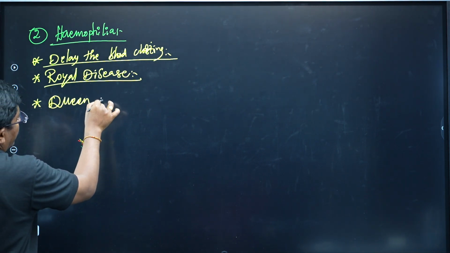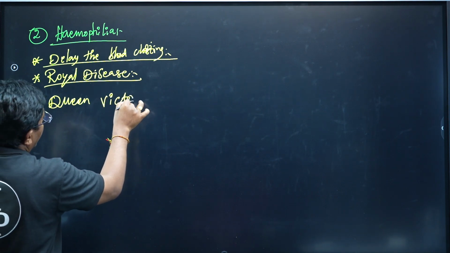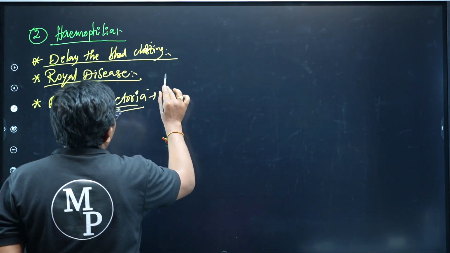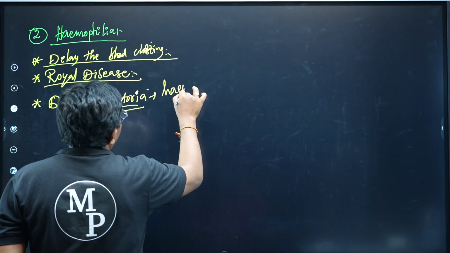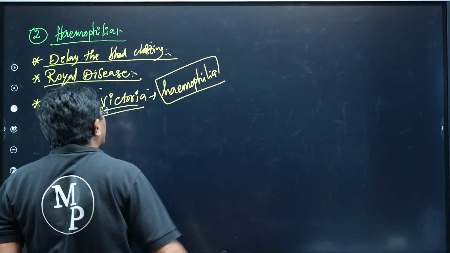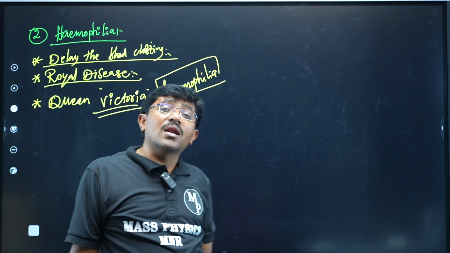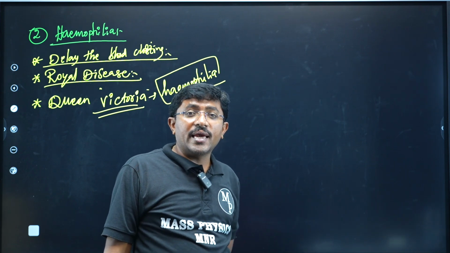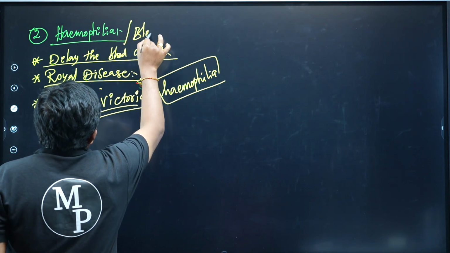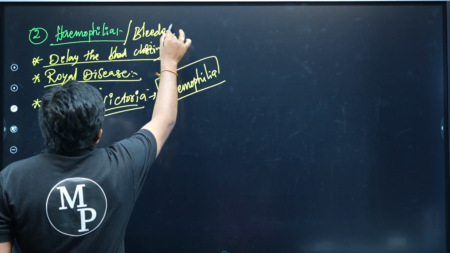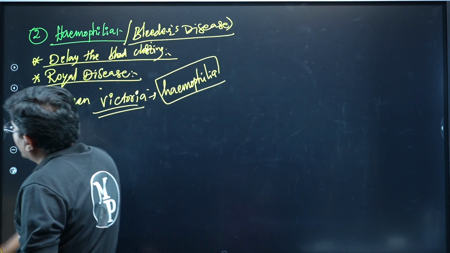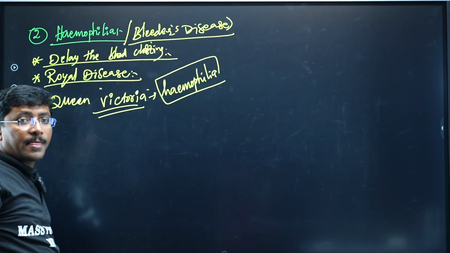Queen Victoria actually suffered from hemophilia. Hemophilia means that even a small cut causes heavy, continuous blood loss without clotting. Heavy bleeding, and this disease is also called a bleeder's disease.